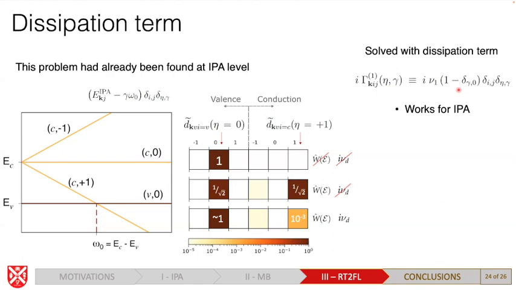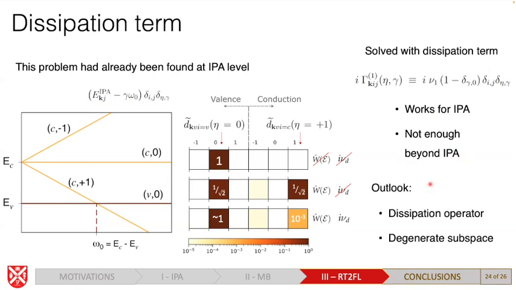Every spectrum that I showed in the first part of the talk is calculated with this, matching the broadening with what we had in the data. So it works at the IPA level, but for some reason it's not enough beyond IPA to prevent these population inversions from happening. So this is pretty much where we are at with the code.